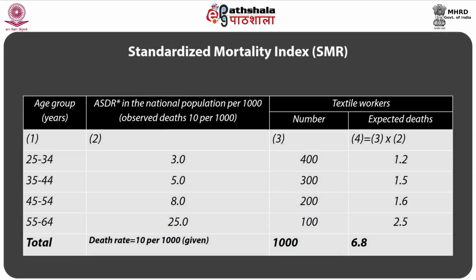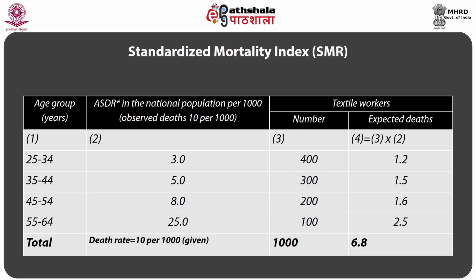Table 1. Calculation of SMR in textile workers by age group in years. Here the following table describes how to calculate expected deaths. Age group in years is given as 25 to 34, 35 to 44, 45 to 54, 55 to 64. Age specific death rate in the national population per 1000 is given, with observed deaths given as 10 per 1000. Below is given the age specific death rate. Textile workers are the subjects here.